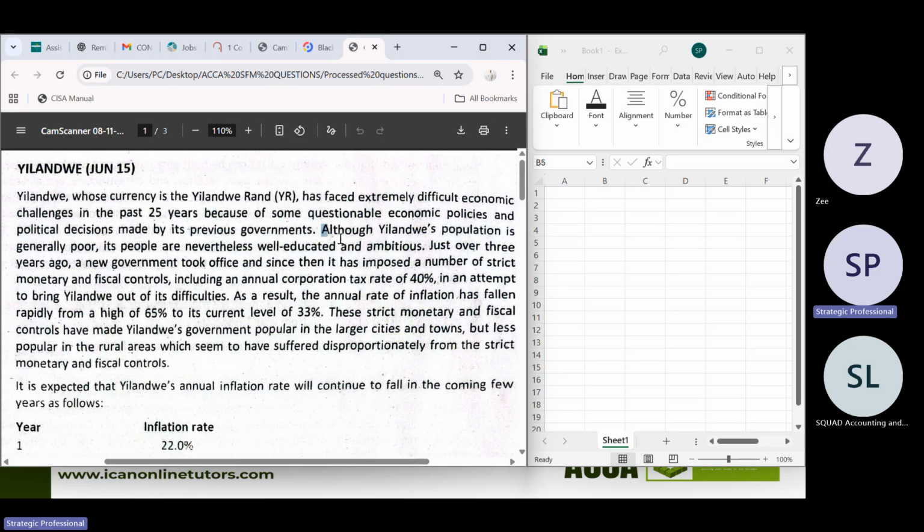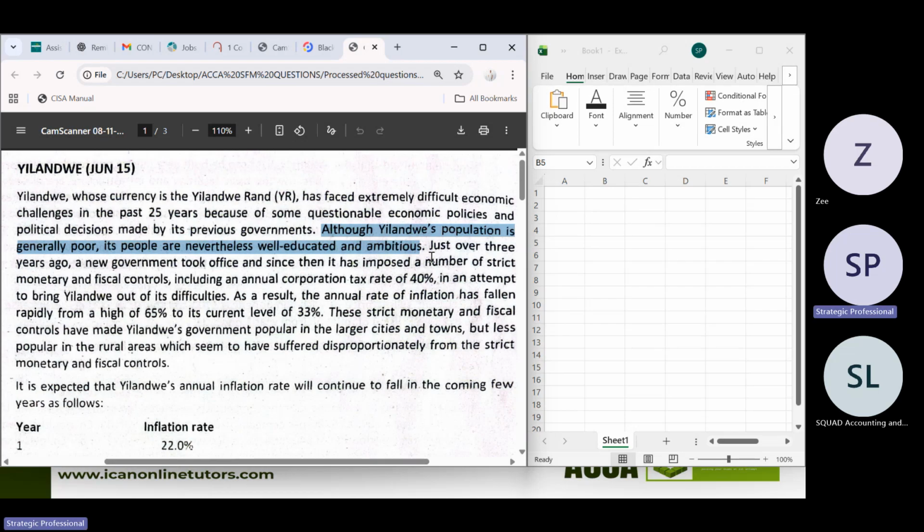Note that. Although Yilandwe's population is generally poor, its people are nevertheless well educated and ambitious, right? So you can see that these are economic issues. You should note that when you are writing your points and you are adding context to all those writing parts, these are points that you can use. Please note that. Also, just over 3 years ago, a new government took office. What does this tell you? This is telling you about political risk.